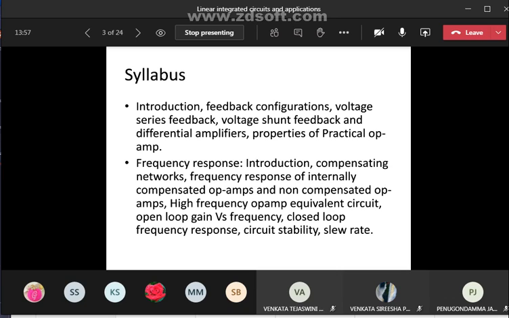So today we will discuss frequency response and frequency compensation techniques. What are the different types of frequency compensation techniques? This is also an important concept. We will see what frequency compensation is.